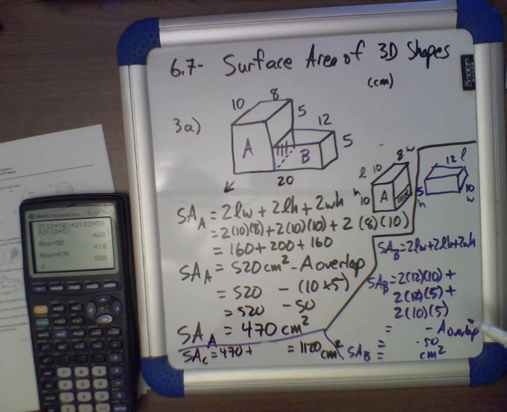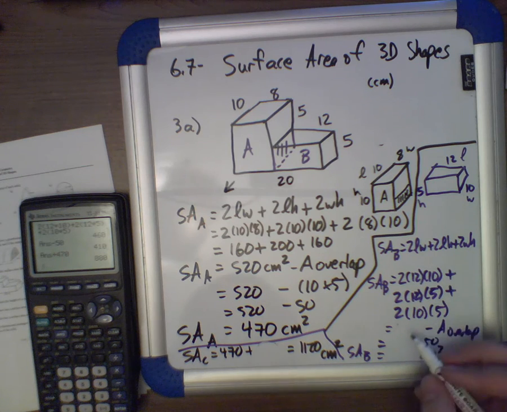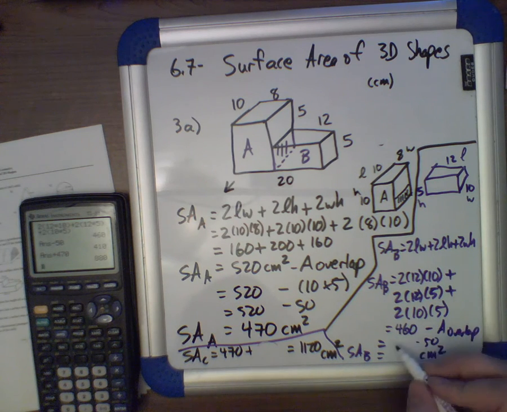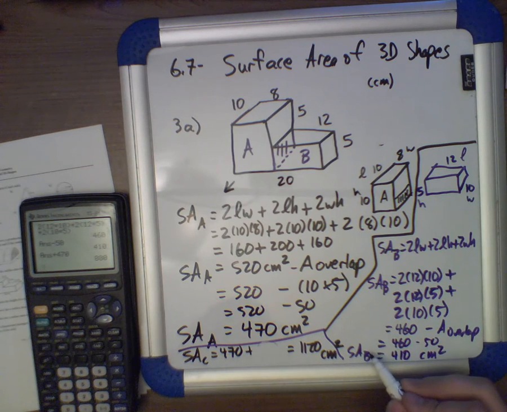You just made a calculation error. You still get most of the marks. So the surface area for all of shape B was 460 minus the area of the overlap. So 460 minus 50 is 410. So the surface area of B with the overlap subtracted is 410.